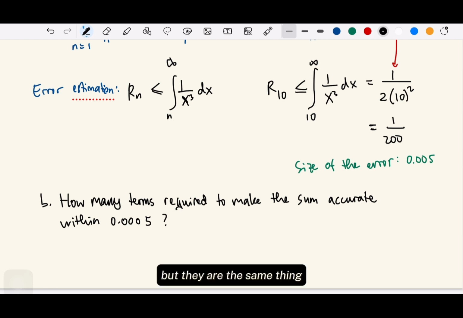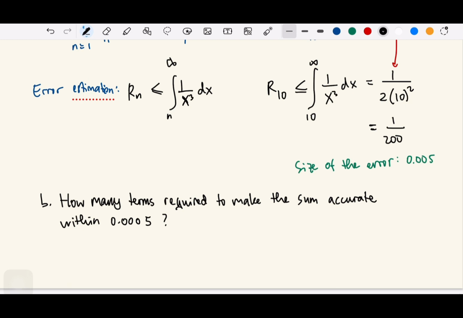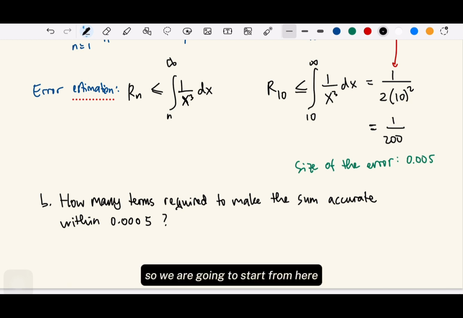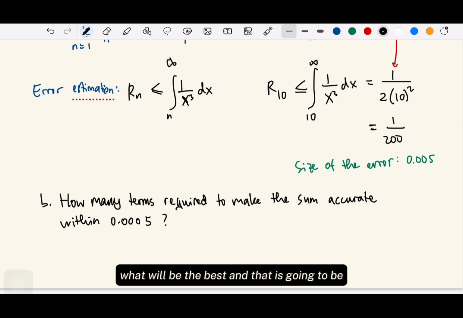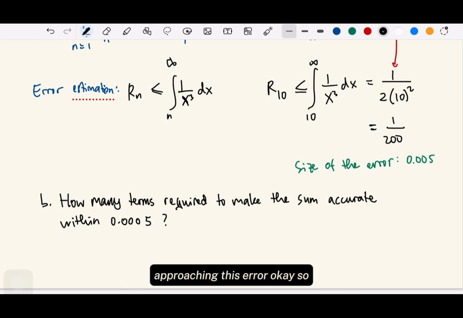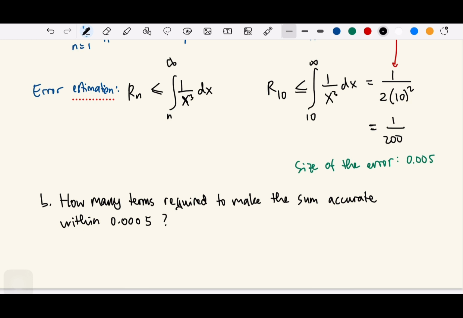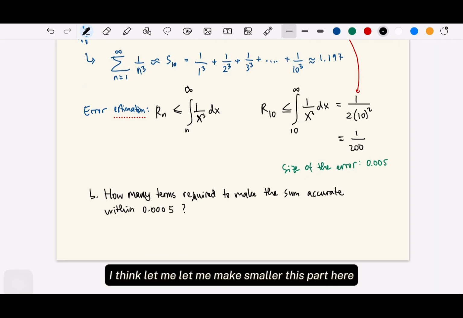But they are the same thing. So we need to make sure it's accurate within the range of 0.0005. It means that this 0.0005 is the size of the error. So we are going to start from here, and we are going to check what will be the best n that is going to be approaching this error.